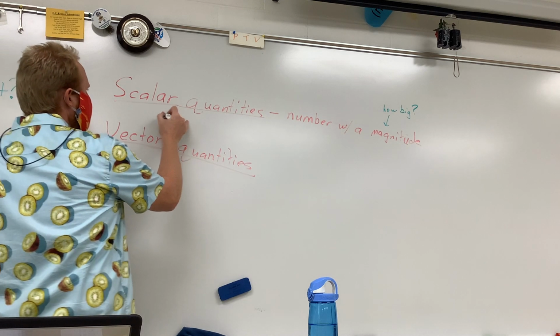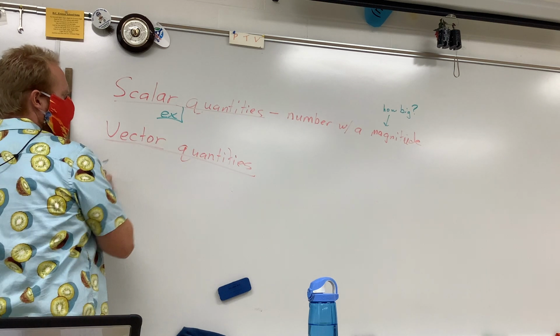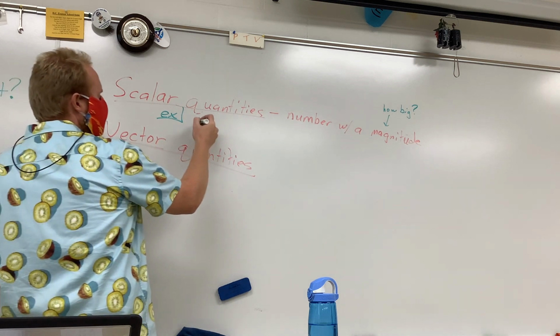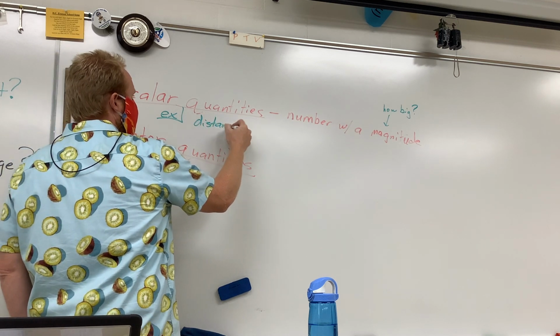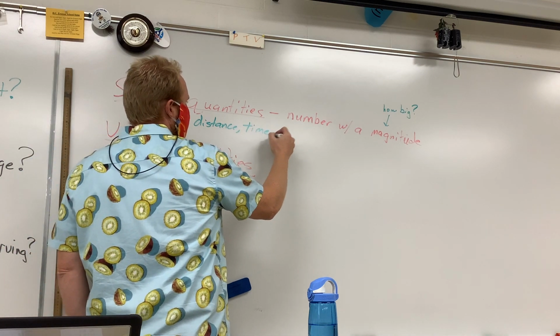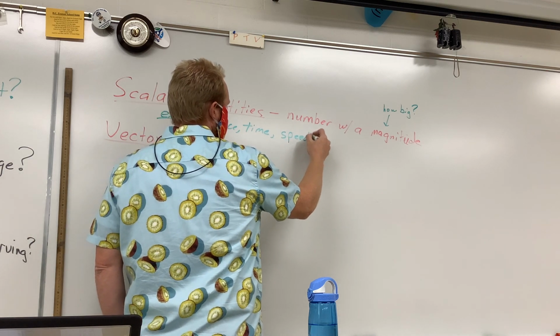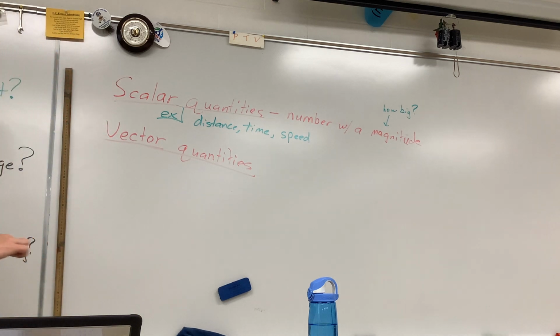For examples of scalar quantities that we are going to be dealing with, we have distance, we have time, we have speed. Those are the big ones that we care about at this point in time. Distance, time, and speed. How big? Or how much, right? How much time has passed?